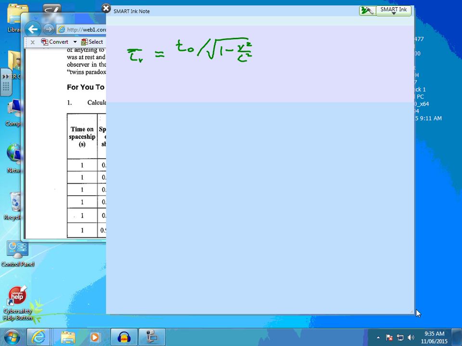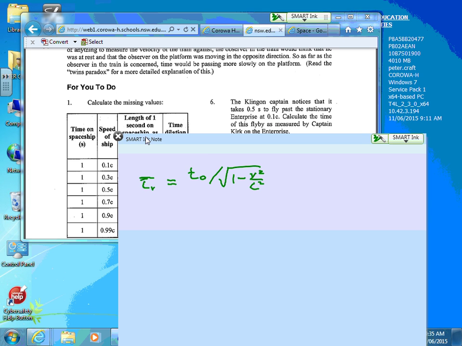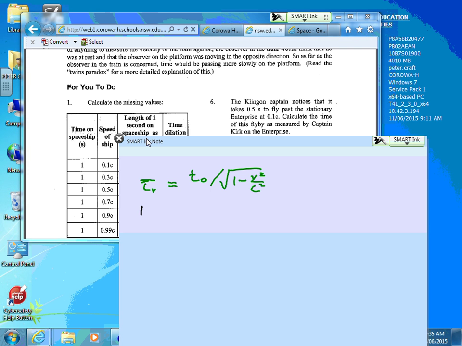Let's have a look at a question here, number 6, about the Klingon captain. Every physics person, of course, is a Star Trek nerd.